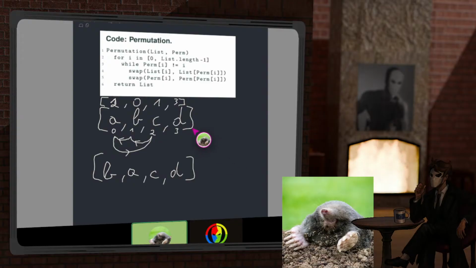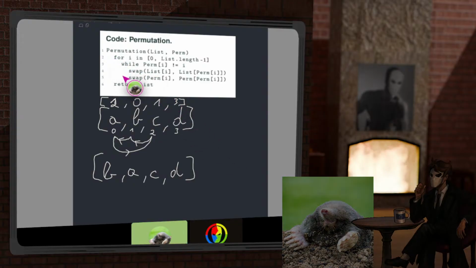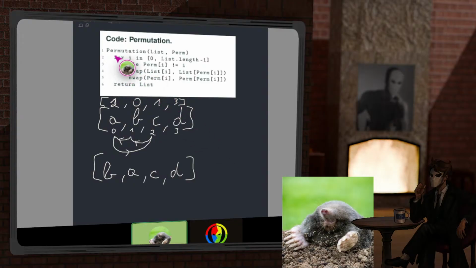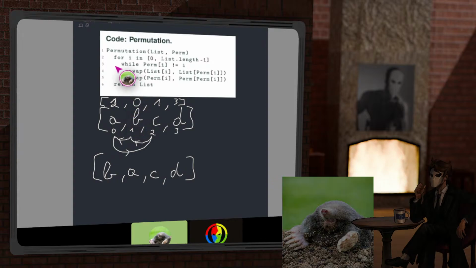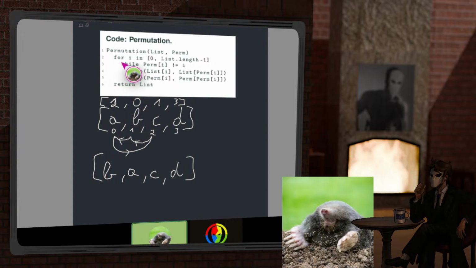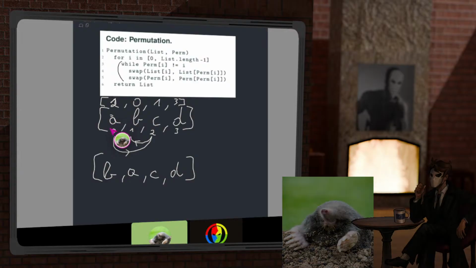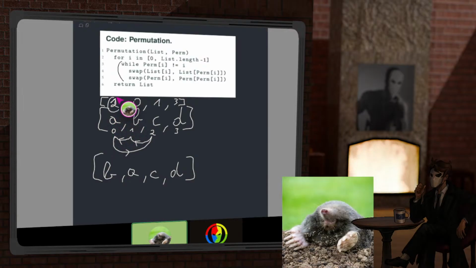What our algorithm does is it checks for each index in the list of inputs, and it tries to solve a cycle. How does it do that? By swapping the value it is currently at with its destination.